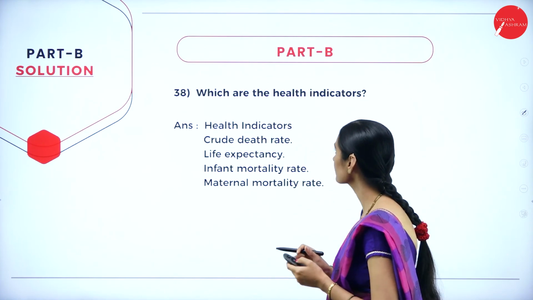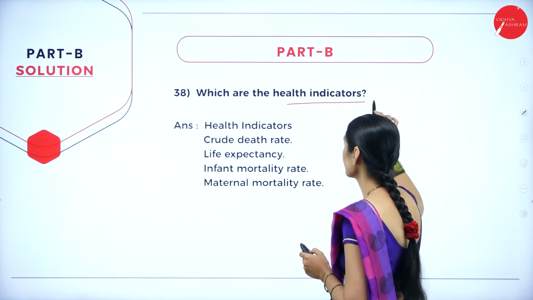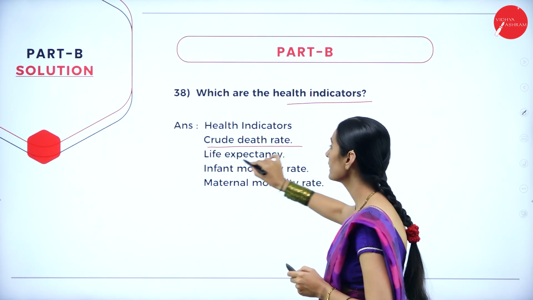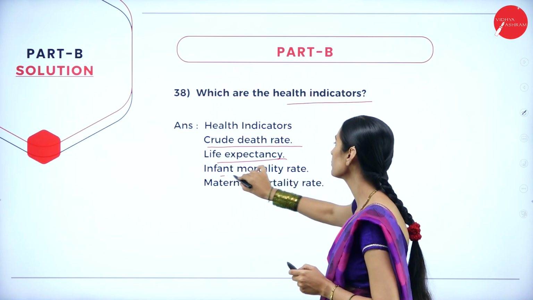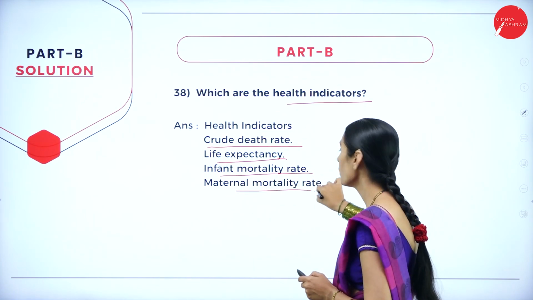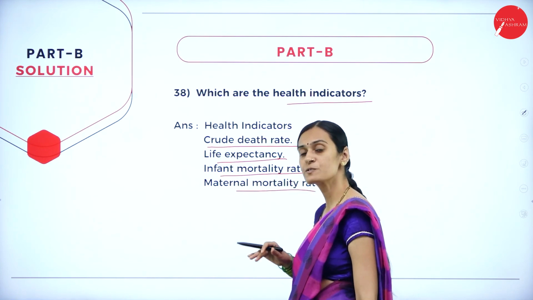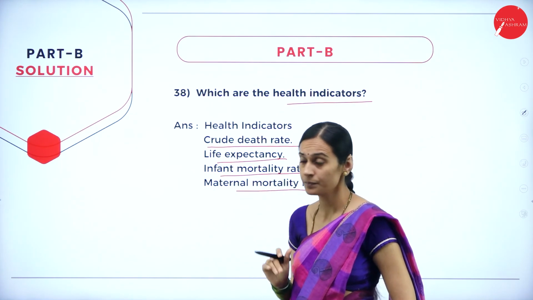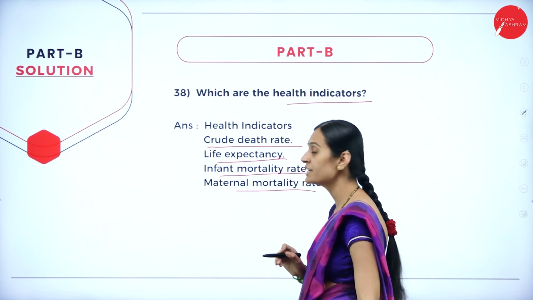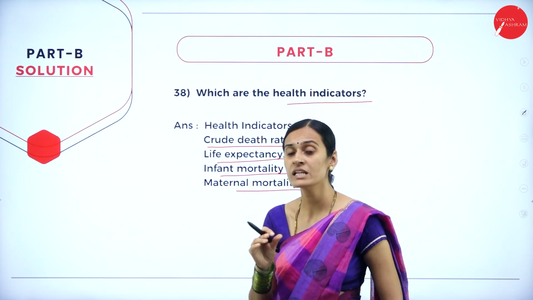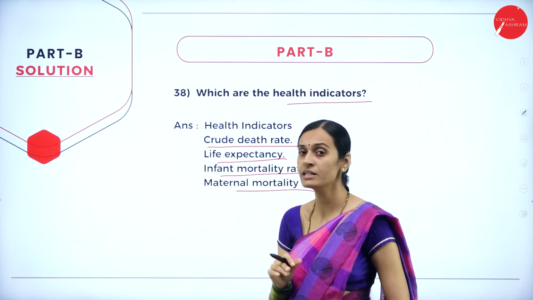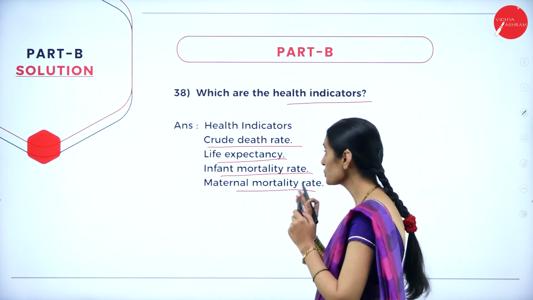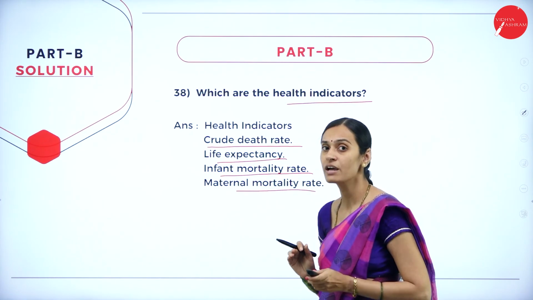And next one, which are the health indicators? Health indicators are crude death rate, life expectancy rate, infant mortality rate and maternal mortality rate. Infant mortality is the number of children dying before celebrating their first year, per 1000. And maternal mortality rate is how many mothers die after delivery per 1000 females. So these are considered as indicators of health.